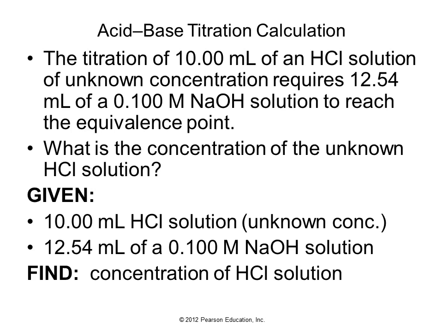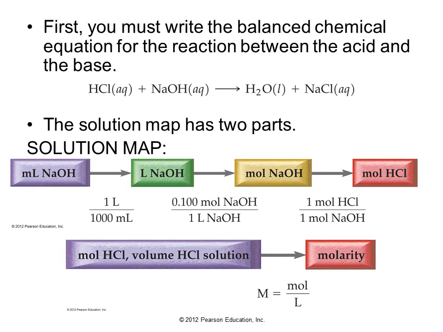The calculations go like this. Suppose we have 10 milliliters of hydrochloric acid, unknown concentration. We do know its volume. And when we titrated, it required 12.4 milliliters of 0.1 molar sodium hydroxide to reach the equivalence point. What is the concentration of the unknown? So you're given the volume of the unknown acid, but not its concentration. You're given the volume of base to reach the equivalence point and its concentration. So you'll be able to figure the moles.